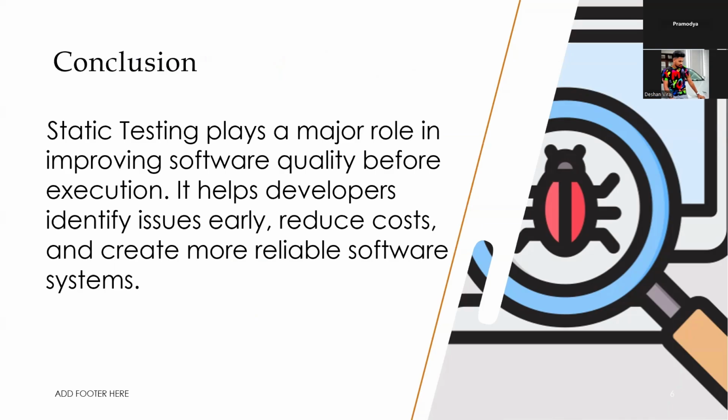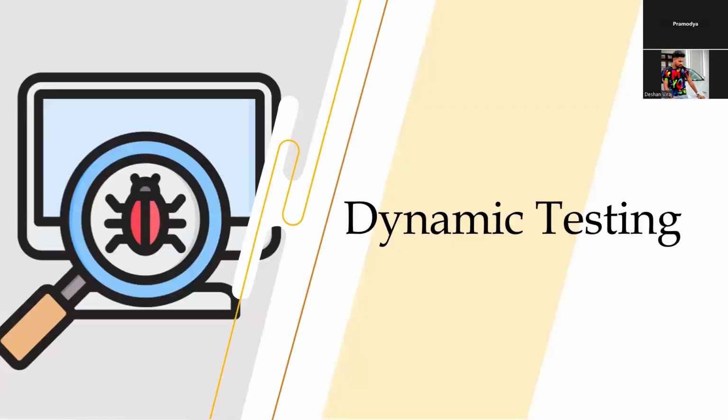In conclusion, static testing plays an important role in software development. It helps identify errors early, reduce cost, improve quality, and save time. Therefore, static testing is an essential part of the software testing process. So now I am done with my part. Thank you for listening. Our next topic is dynamic testing. Its part owner is Deshan, who will explain what is dynamic testing.